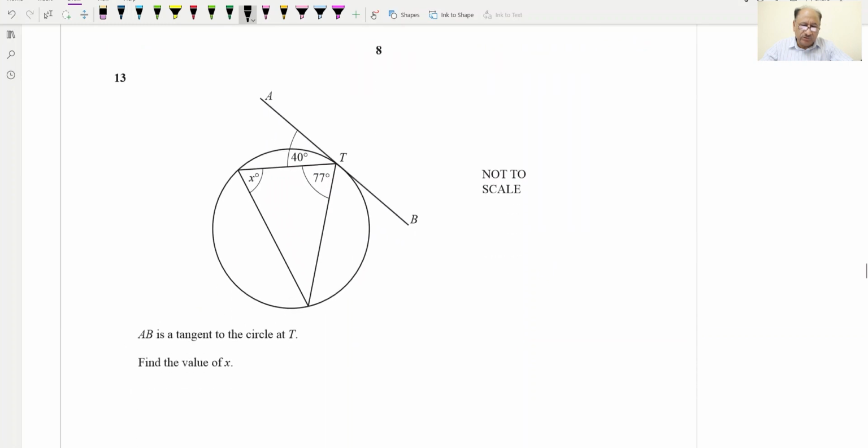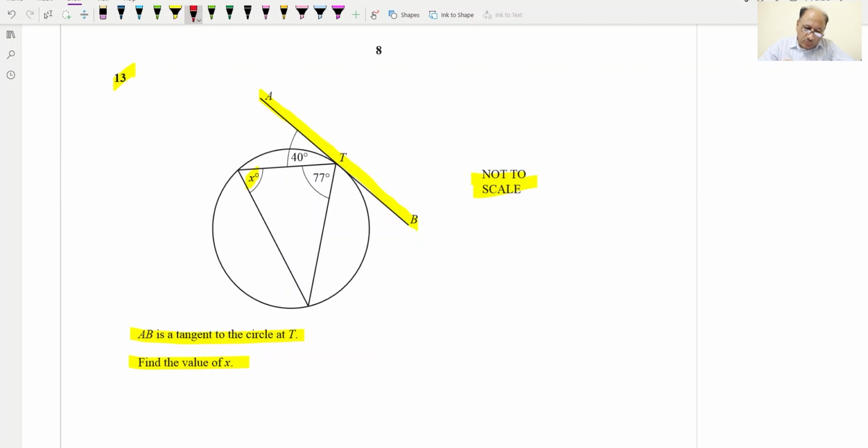Now we can move to question number 13, and question number 13 is a circle theorem, and the diagram is not to scale in question 13. AB is a tangent to the circle at T. So AB is basically the tangent, and find the value of X. So X is this one.